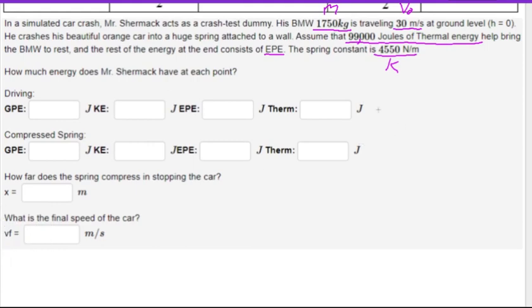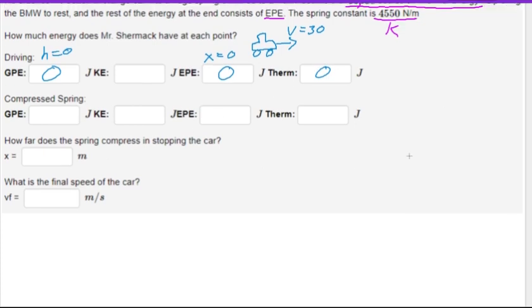All right, so let's start with a picture. And here's our picture of the car. And initially, this car is driving at a velocity of 30 meters per second, and it has a height of 0. Therefore, the only energy that we're going to start with is going to be kinetic energy because it has no height and the spring is not stretched. So in the beginning, x is 0. And again, there's no thermal in the beginning because we don't have thermal to begin with. So all we're doing is starting with kinetic energy.